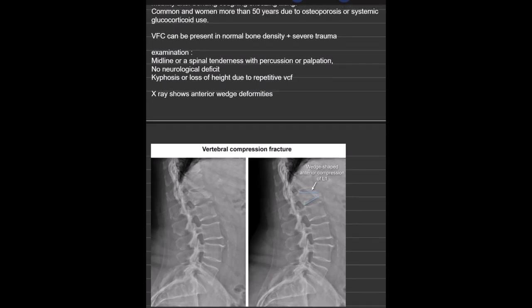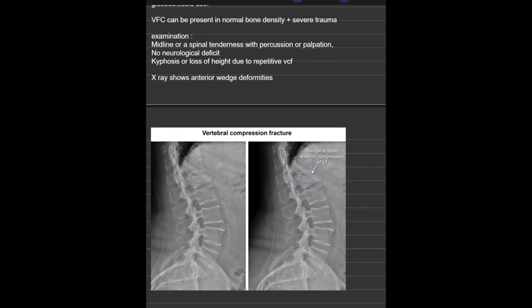How do we examine, and what do we find on the X-ray? If you examine the patient, you will find midline tenderness with percussion or palpation. No neurological deficit, because here our main issue is the compression. It's not related to neurological deficit. Kyphosis or loss of height due to repetitive fractures. X-ray will show anterior wedge deformities.